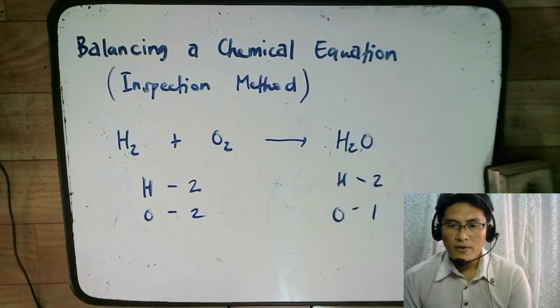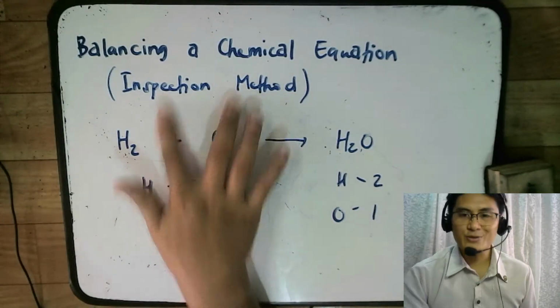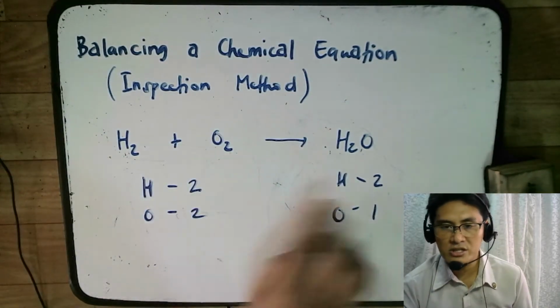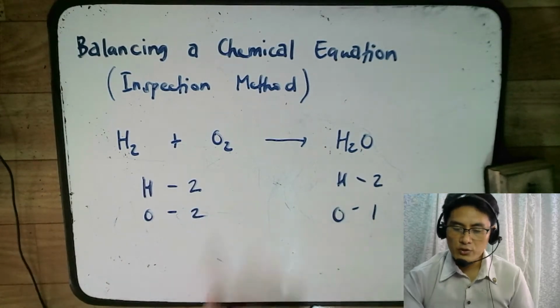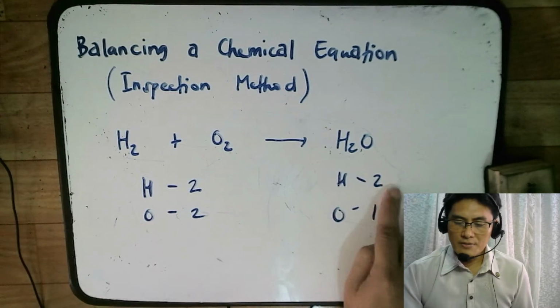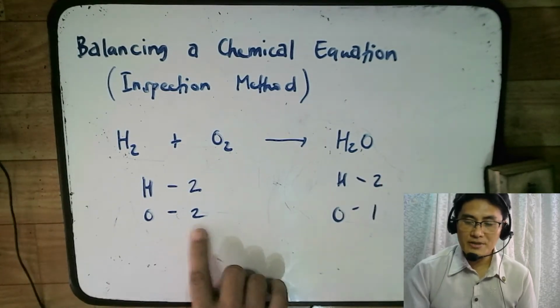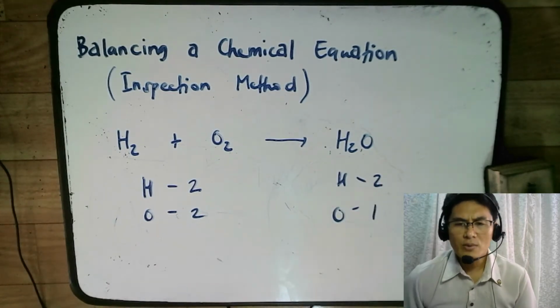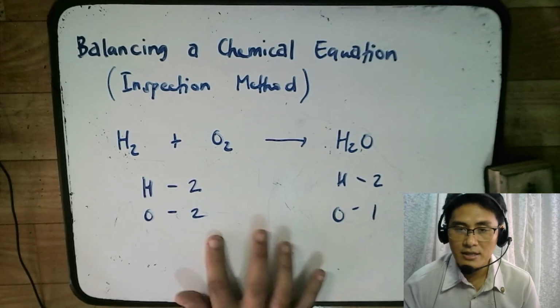And then, very simply, inspect. That's why it's called the inspection method. Inspect which elements are not balanced. You have 2 hydrogen atoms, you have 2 hydrogen atoms, you have 2 oxygen atoms, and then suddenly you have 1 oxygen atom. So what does that mean? That means this is not balanced. This is not the same.